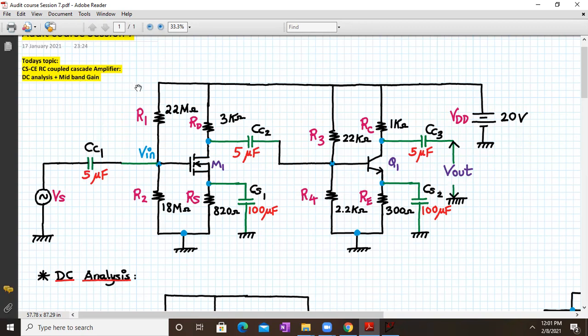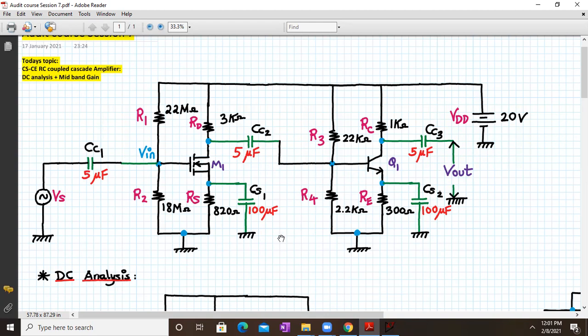Now, why the name RC coupled? Because, as you can see very clearly, the second stage is being coupled to the first stage via a coupling capacitor CC2. That is why it is also called an RC coupled cascade amplifier. Now we have to determine the various DC parameters and the midband gain, and finally we are going to find the input impedance and the output impedance of the circuit.